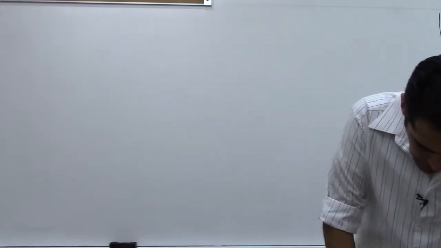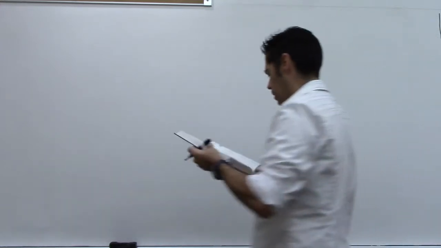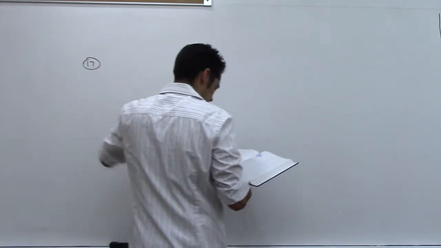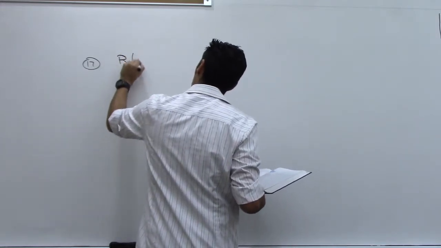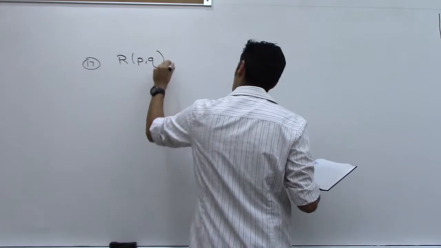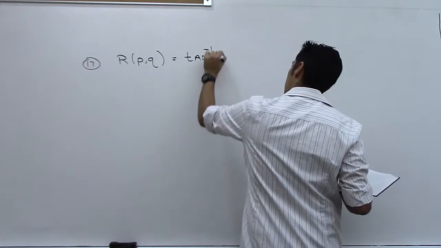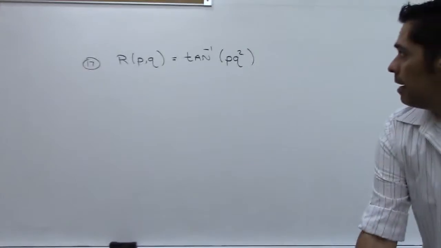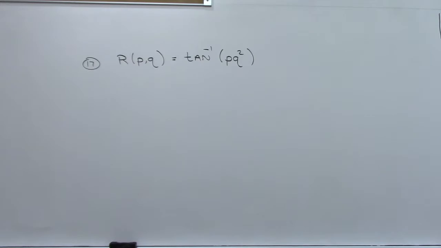Let's see what else looks interesting here. 17 looks interesting. Okay, so 17 is r of pq. So r is the name of the function. It's a function of two variables, p and q, is equal to arctangent of pq squared. So now we have some composition. We have an inverse trig function, and inside of it, our argument contains both of our variables, p and q.